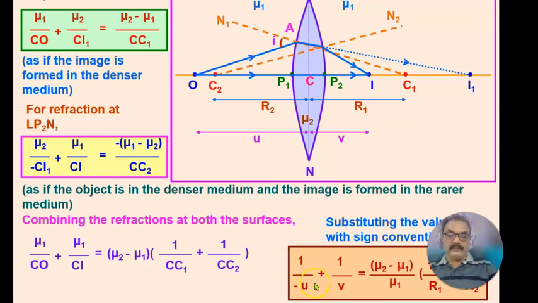So here you can say this is the lens equation, 1 by f. When you divide by mu1, mu1 gets cancelled and finally it comes to (mu minus 1) into (1 by r1 minus 1 by r2). R1 and R2 are shown in the figure. R1 is the radius of curvature of the first surface. R2 is the radius of curvature of the second surface.